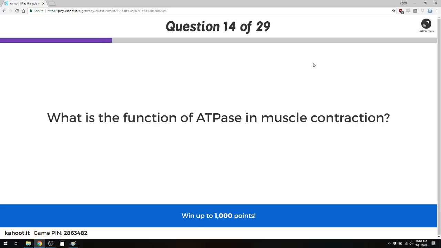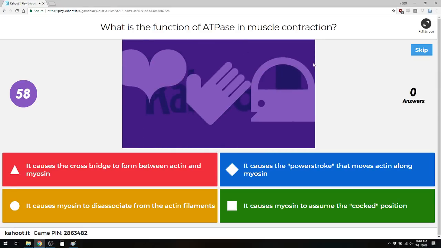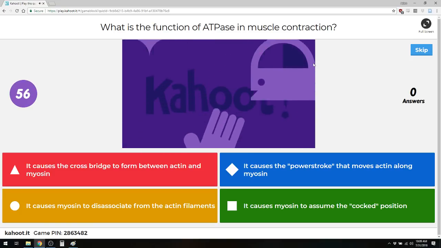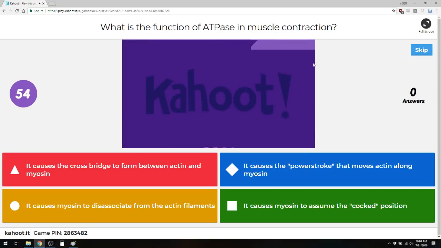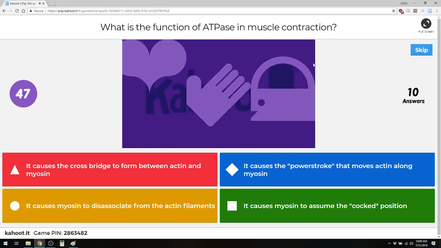What is the function of ATPase in muscle contraction? I should say skeletal muscle contraction. It causes the cross bridge to form between actin and myosin. It causes the power stroke that moves actin along myosin. It causes myosin to dissociate from the actin filaments, or it causes myosin to assume the cocked position.